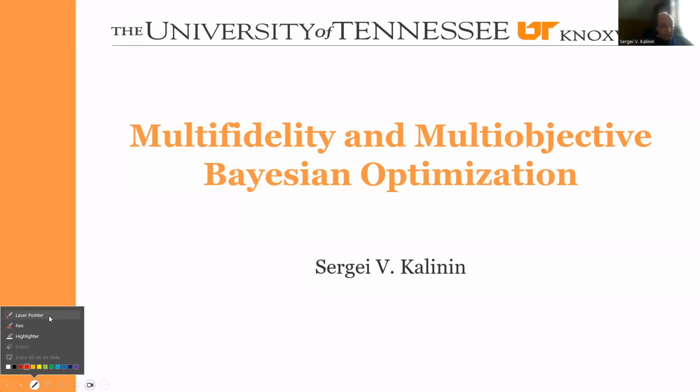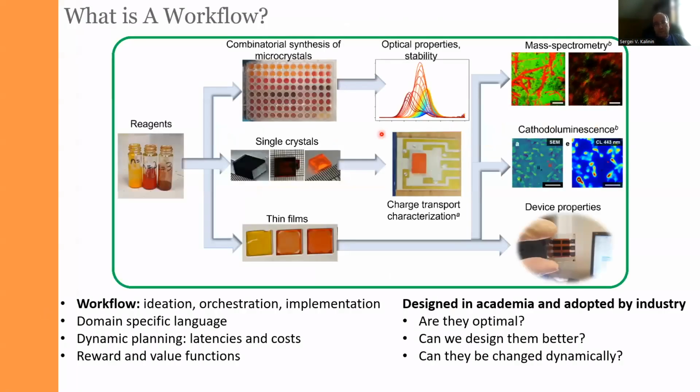Okay, morning everybody. So today we have the last lecture of this short tutorial. And basically we are going to talk about multi-fidelity and multi-objective Bayesian optimization. So the first question becomes, why would we need this type of methods?